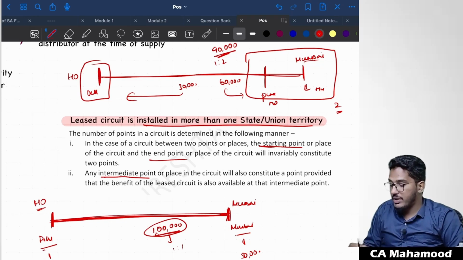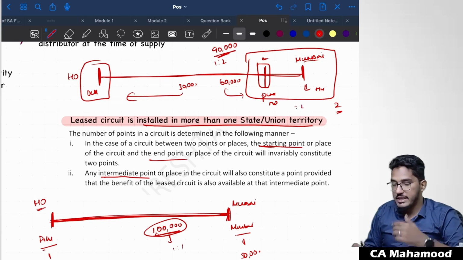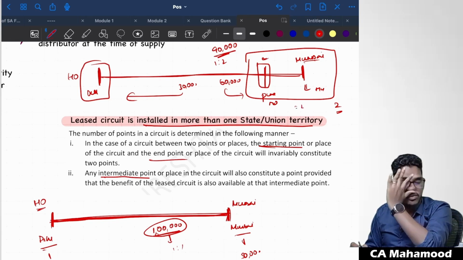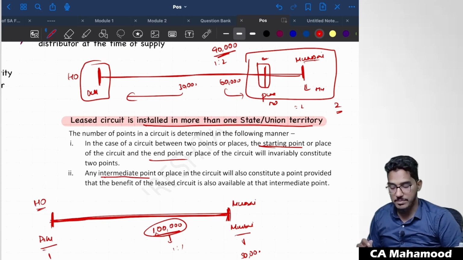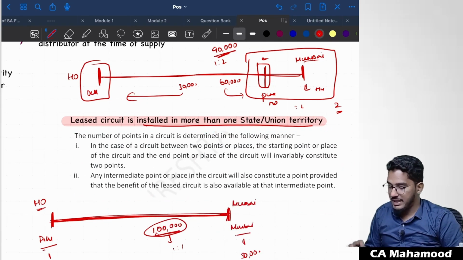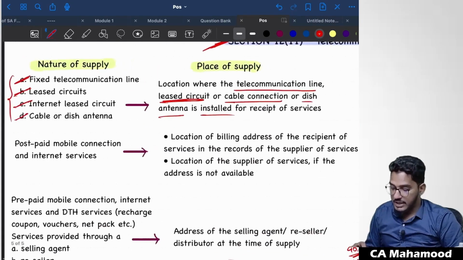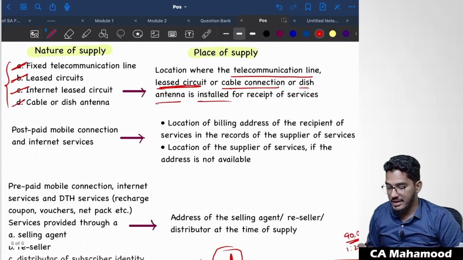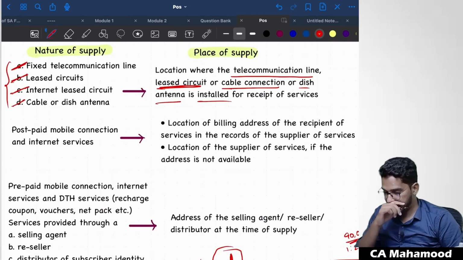For example, the starting point is Delhi, the ending point is Mumbai. But in between I have one intermediate point, which is Pune. So this also should be counted. If I count it, in Maharashtra there will be 2 points. In Delhi 1 point. In the ratio of 1:2 I have to divide and accordingly determine the value of supply. Clear? So this is how you need to determine the place of supply in case of fixed telecommunication line, leased circuit, internet leased circuit, cable or dish antenna.